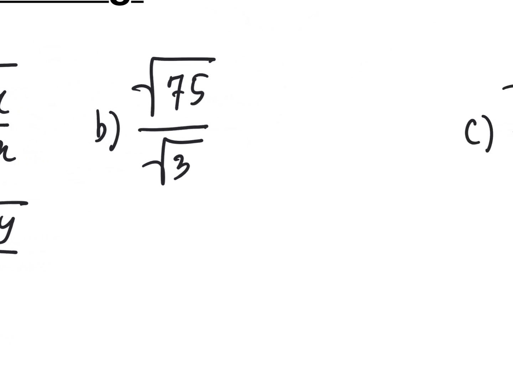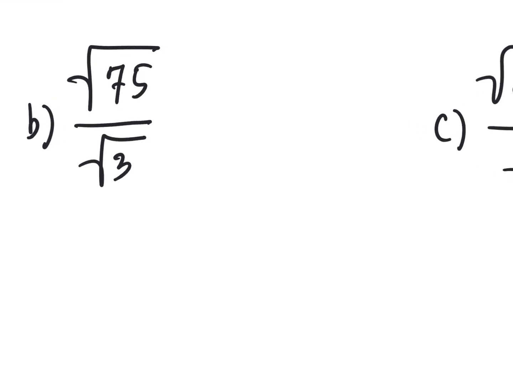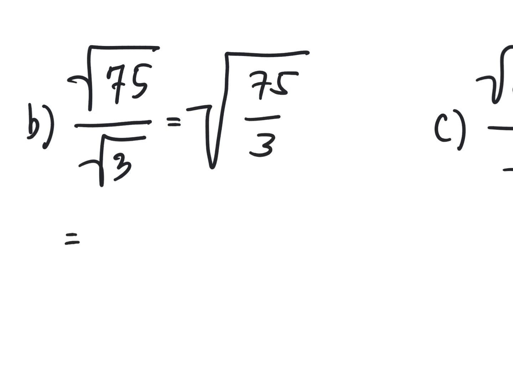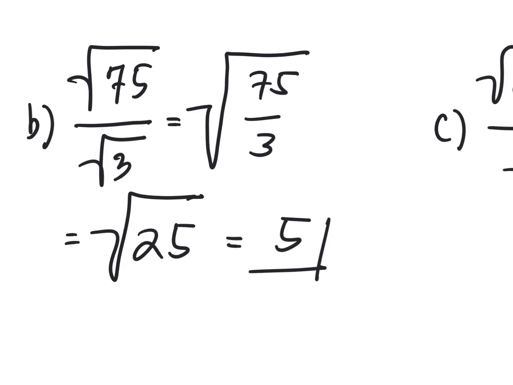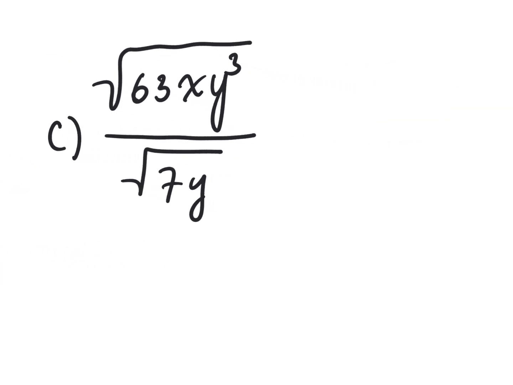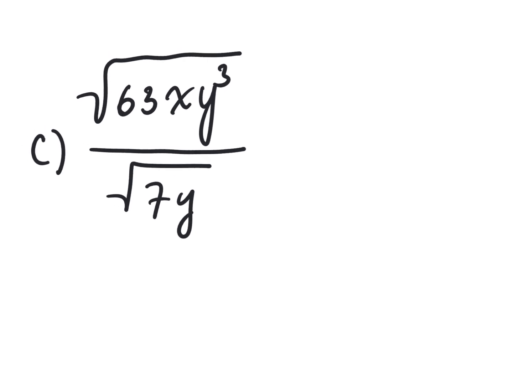Okay, letter B. Letter B, let's put this one in a very big radical sign. 75 divided by 3. Now what is 75 divided by 3? That's going to give you 25, right? Now 25, what is the square root of 25? The square root of 25 is 5. Okay, as simple as that. Okay, letter C. The square root of 63xy cubed over 7y.